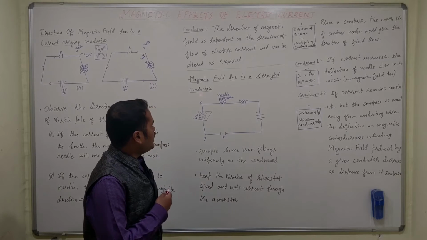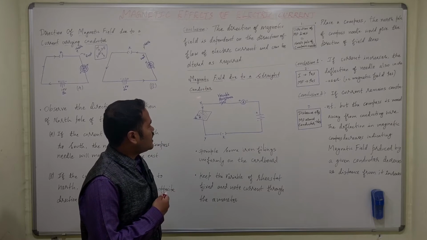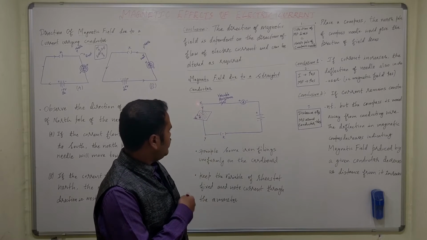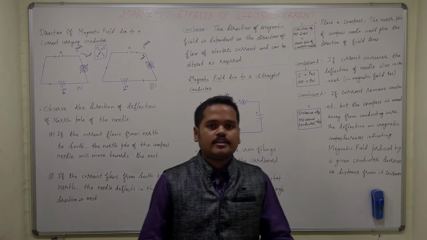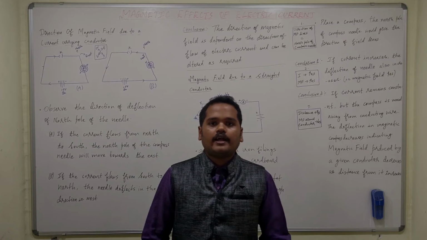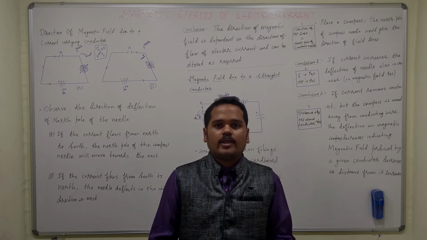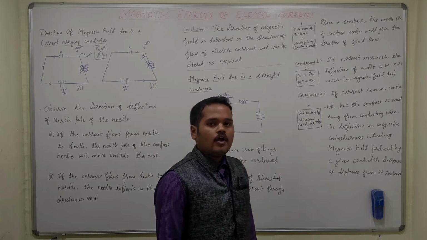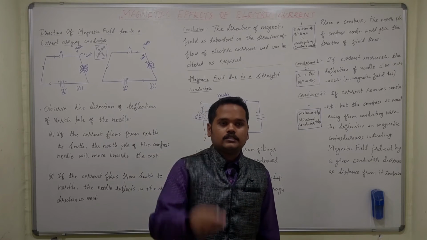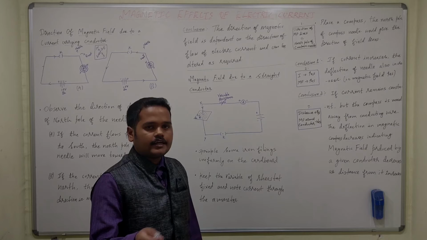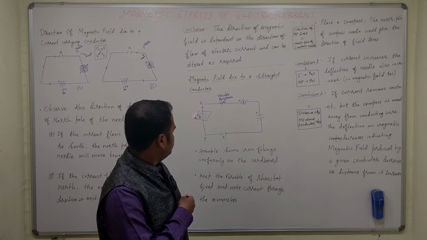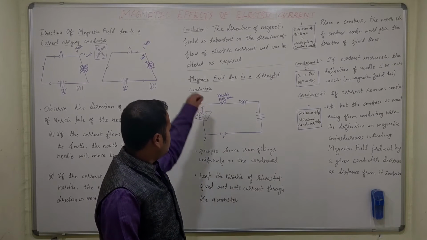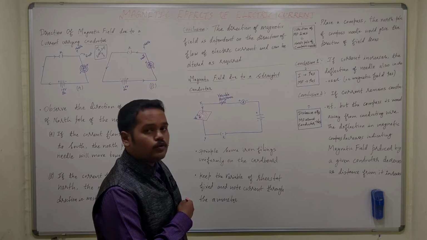Next, magnetic field due to a straight conductor. There is a straight conductor XY, and we will study the magnetic field and its variations and effects. In this experiment, we have to sprinkle iron filings in the rectangular cardboard which we have taken here. In that rectangular cardboard, you have to sprinkle iron filings uniformly.